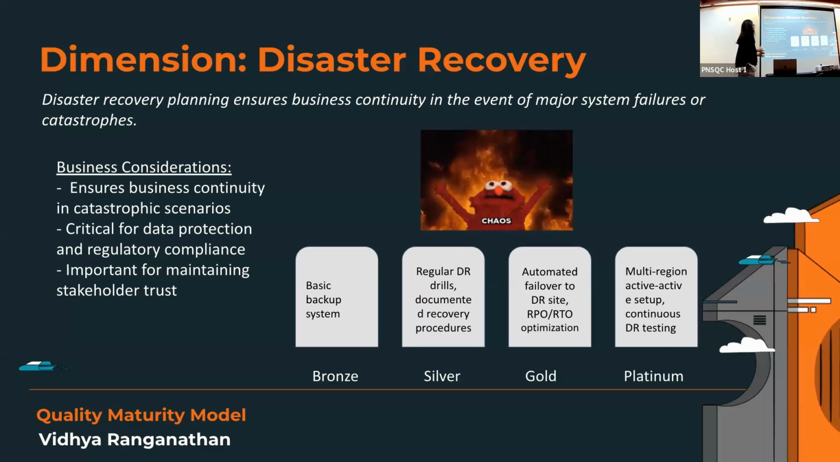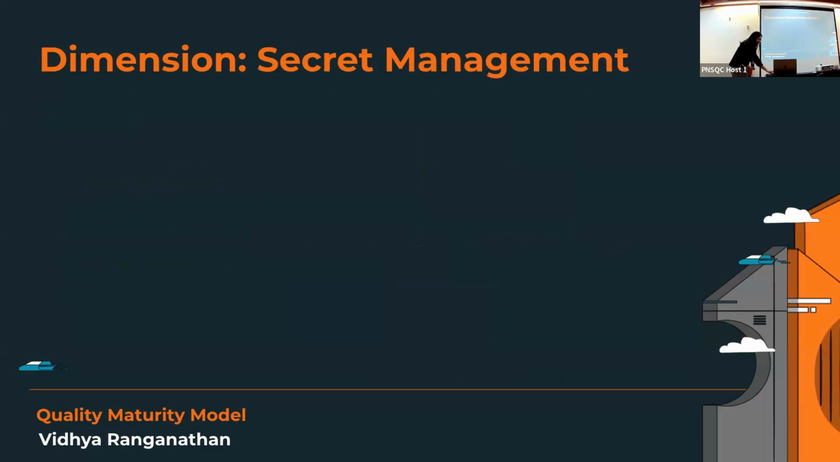An automated failover. RPO basically is how much data can you afford to lose? RTO is how much time can you stay in the broken state? That's basically what RPO and RTO stand for. And multi-region setup, continuous disaster recovery testing, all of this is the maturity direction around disaster recovery. And it's very, very closely tied to how chaos testing happens.